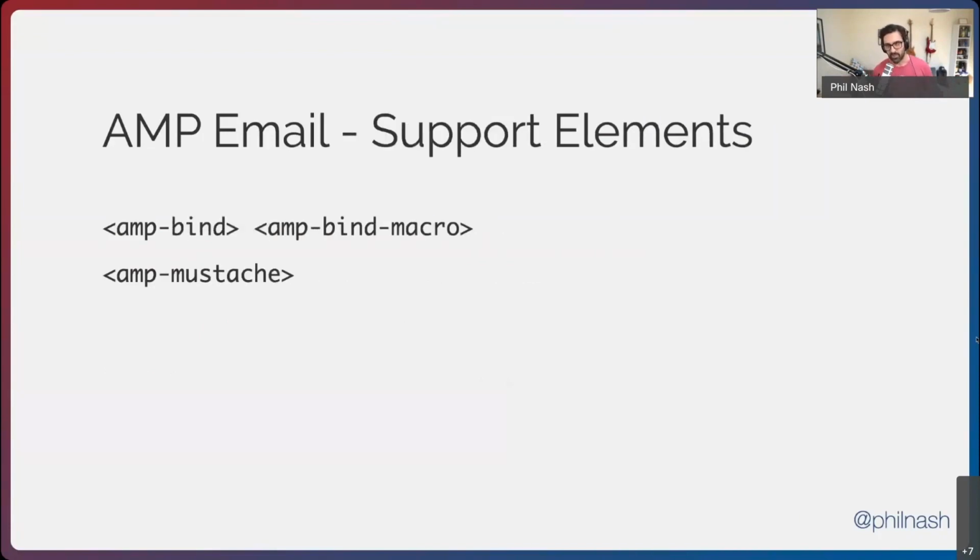And then there's these support elements at the end. AMP bind and AMP bind macro allow you to bind data to a particular element. So once that data updates, the element itself will then update again. And AMP mustache is used in templates, and we'll see a bit of that in a bit.